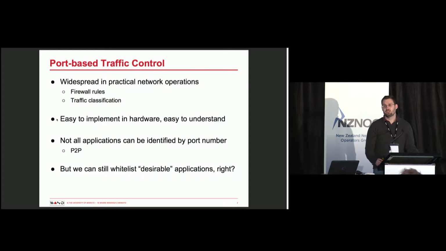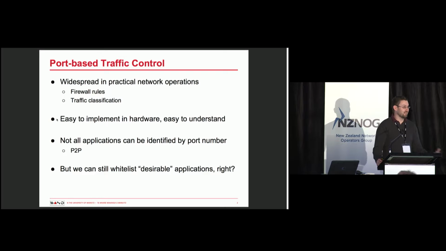So this all comes about because we like to use port-based traffic control. So we're talking things like your firewall rules and your really simplistic traffic classification schemes, right? And the reason that we do this, of course, is because it's easy to implement in hardware, it's easy to understand. We like to do stuff with port numbers, we know what it means when we say block this port number, allow this port number, this sort of thing.